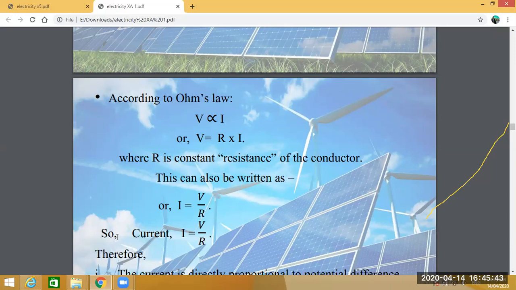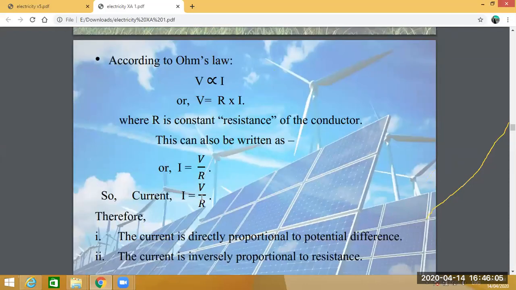In the previous case we studied electric current I equal to Q by T. That was the electric current in terms of the amount of charge and time. And here is the electric current in terms of potential difference and resistance. So this is another formula for the current, and this is the relation between current, voltage and resistance.